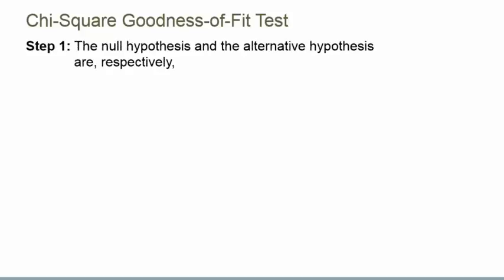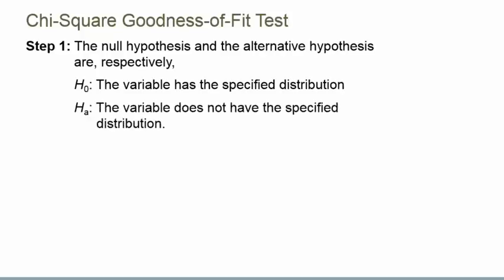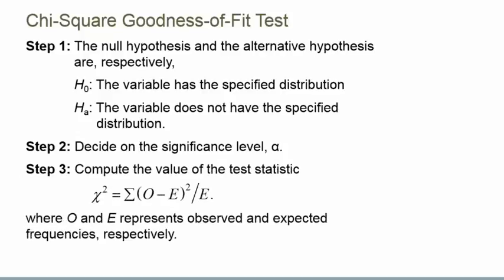Chi-square goodness of fit test. Step 1. The null hypothesis and the alternative hypothesis are, respectively, H sub 0, the variable has the specified distribution, and H sub a, the variable does not have the specified distribution. Step 2. Decide on the significance level alpha. Step 3. Compute the value of the test statistic. Chi-squared equals the sum of (O minus E) squared divided by E, where O and E represent observed and expected frequencies respectively. Denote the value of the test statistic as chi-squared sub 0.